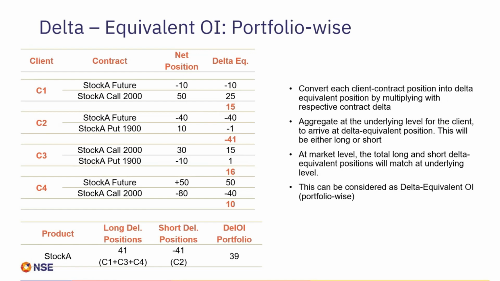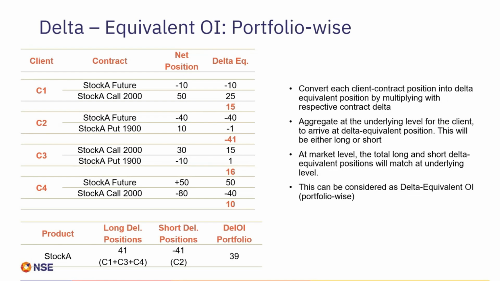If we look at C2, minus 40 stock futures 1:1, and again here we are not taking absolute delta. So the 10 long position in put becomes minus 1 delta because put delta is negative, minus 0.1. C2's overall position is minus 41. Similarly, C3: 30 into 0.5 is 15, and minus 10 into minus 0.1 becomes plus 1. So 15 plus delta for the stock A call, and 1 plus delta for the short position in put. In delta terms, C3's position is 16. And for C4, 50 future becomes 50, and minus 80 call multiplied by 0.5 delta becomes minus 40. So the net delta of C4 is 10.